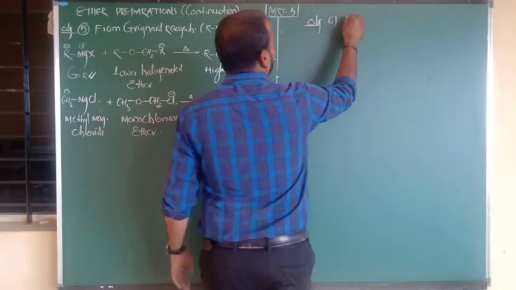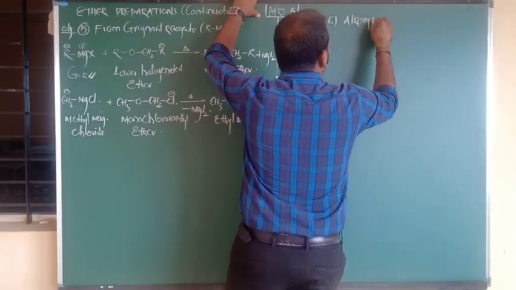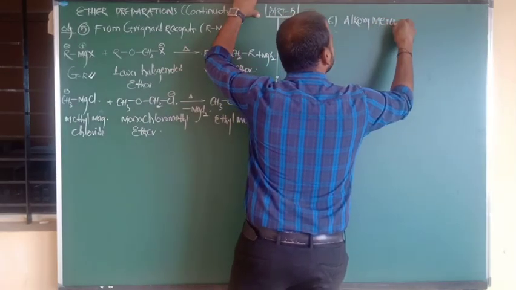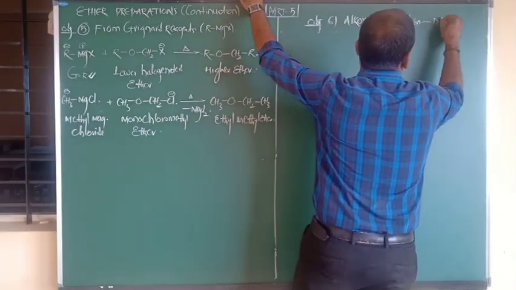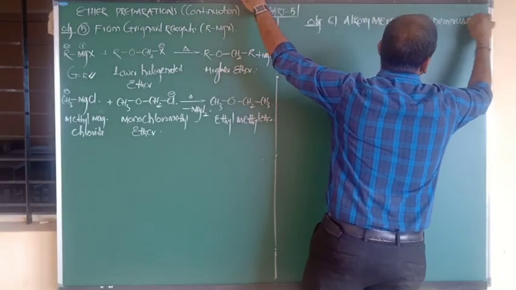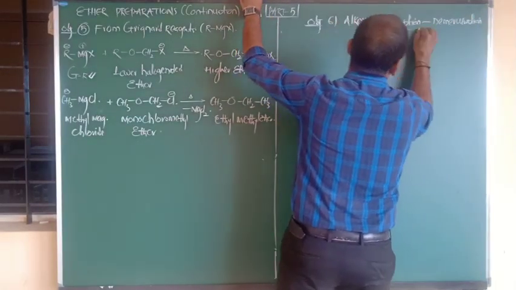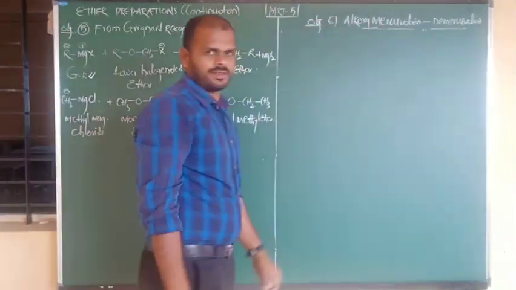Next, the last and final method of preparation. The method name is called alkoxymercuration and demercuration. So here how many steps are there, beta? 2 steps are there. One is alkoxymercuration and one more is demercuration. By following these two concepts, we are going to prepare the ether.